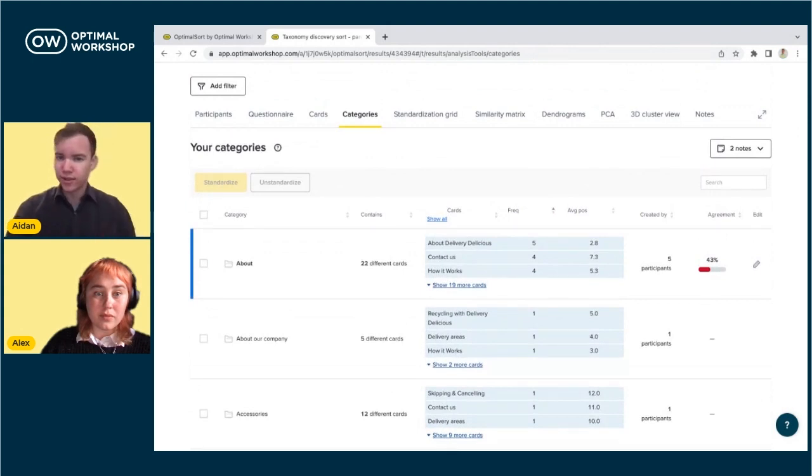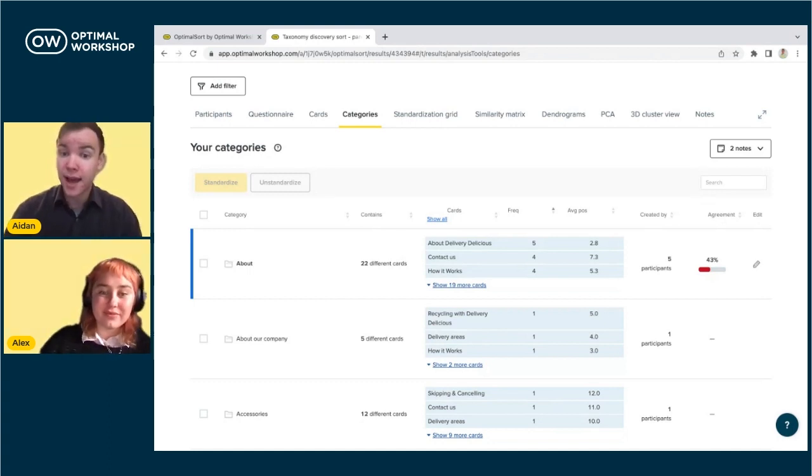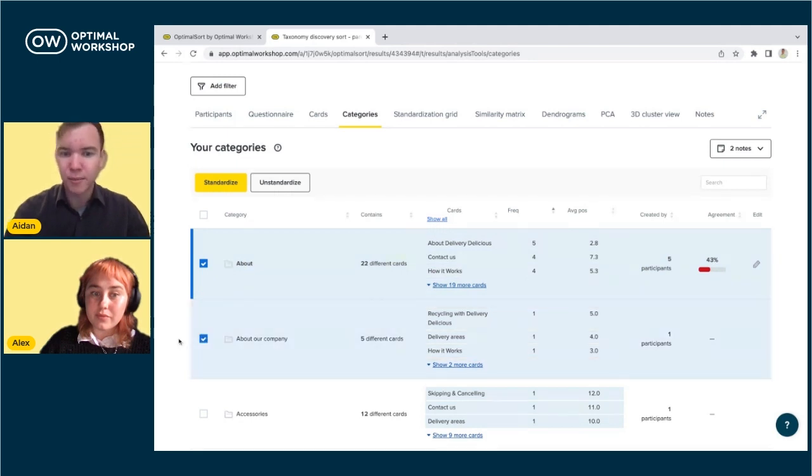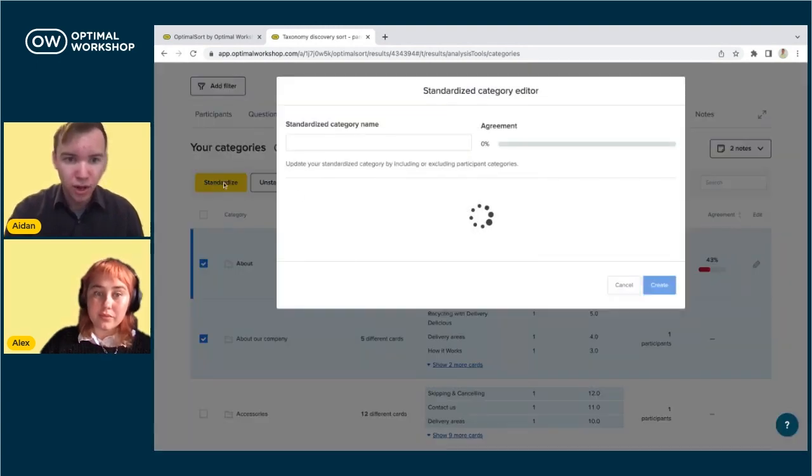Standardizing categories is a really important part of the process in terms of cleaning your data a bit to make sure that it's representing the cards and the groupings as you'd like. An example of standardization is bringing together two categories that you see as very similar, if not exactly the same. I might do this for the about section and the about our company. I might want the remainder of analysis to show that the cards grouped into these categories are grouped in the same category. So I'm just going to tick both those boxes and click standardize.